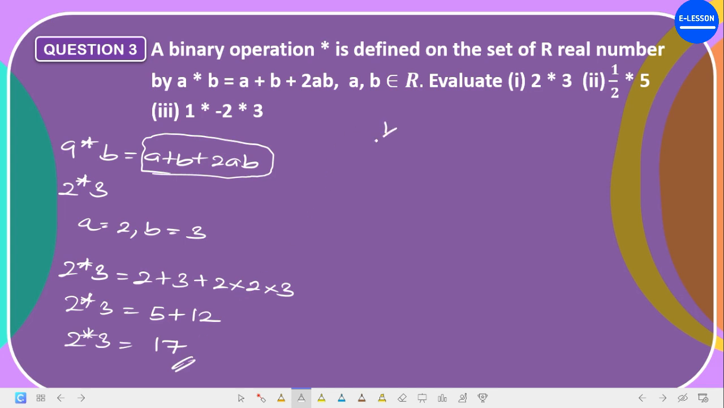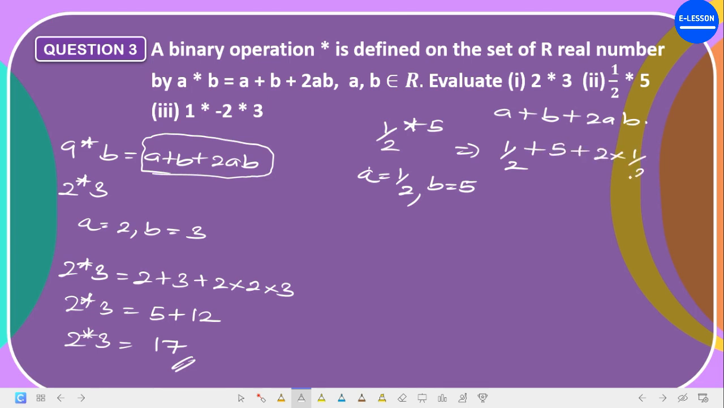Now the next one is half asterisk 5. Now still following the same procedure. Now half asterisk 5 will be equal to, what is your a here? Your a is half. And where is your b? B is 5. So substituting into the equation, a plus b plus 2ab. So in place of a, we are going to put half, plus in place of b, we are going to put 5, plus 2 times half times 5. This over 1.